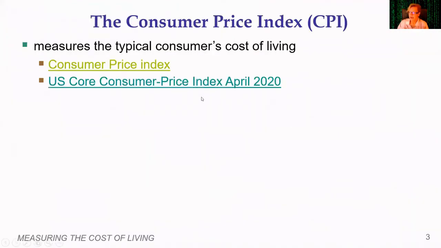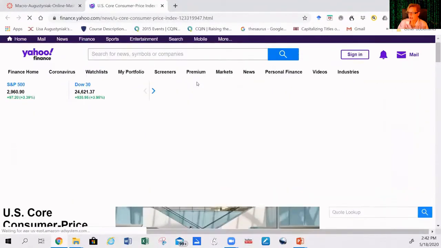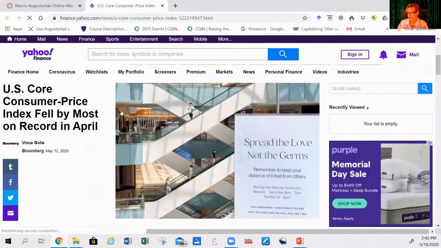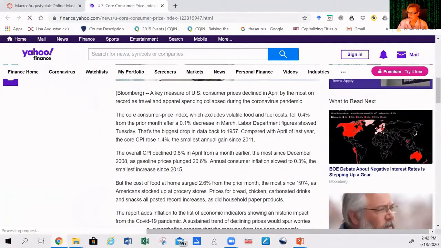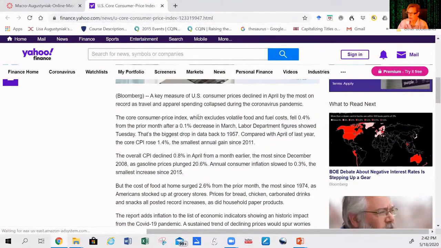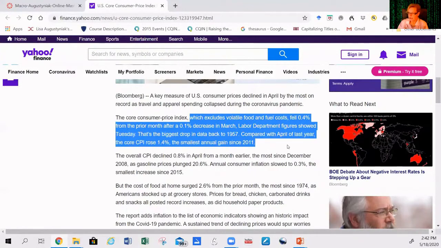So we also have the U.S. Core Consumer Price Index, and this is also forecasted. So when we look at it, the price index fell by the most on record in April. And when we look at exactly what is the core, it excludes volatile food and energy, because those are the two that tend to go up and down the most. So again, just kind of ways that we can get to those things that we are looking at.